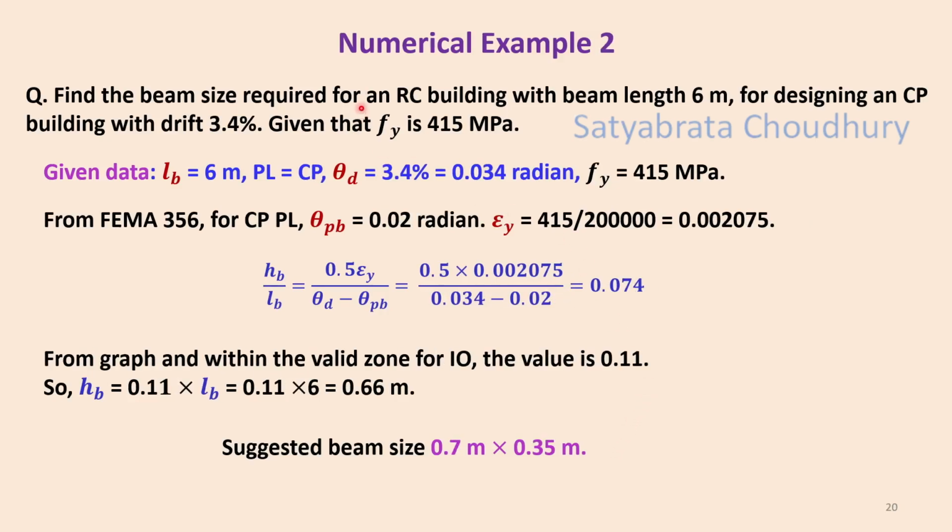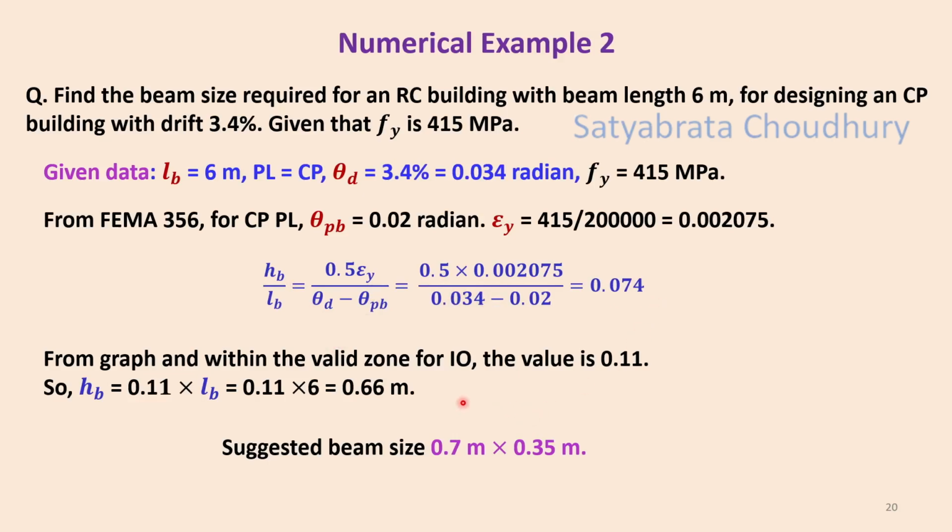Let us take another example, numerical example 2. Find the beam size required for an RC building with beam length 6 meter for designing a CP building with drift 3.4%. Again, Fy is 415 megapascal. So here we have taken the same beam length to compare. So 6 meter, performance level is CP, theta d is 3.4% or 0.034 radian, Fy 415 megapascal. Theta PB for CP is 0.02 from FEMA 356 tabulation. Epsilon y is same as earlier. So this ratio comes out to be HB by LB 0.074.